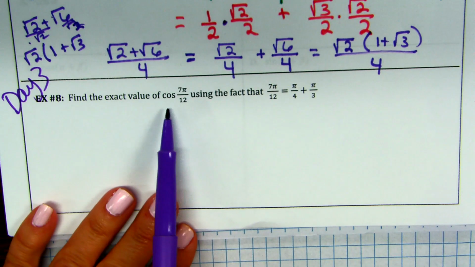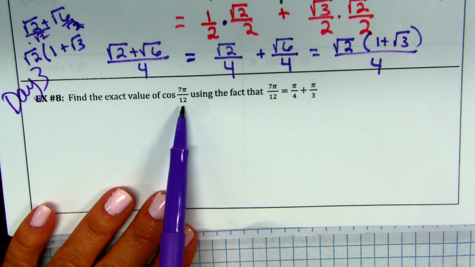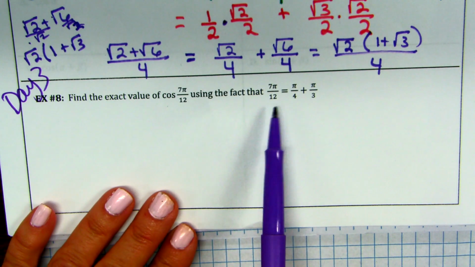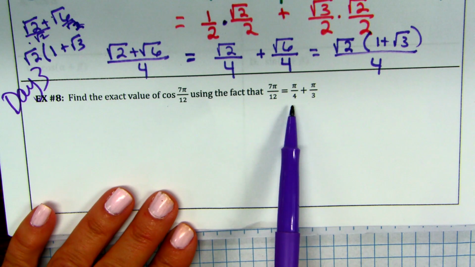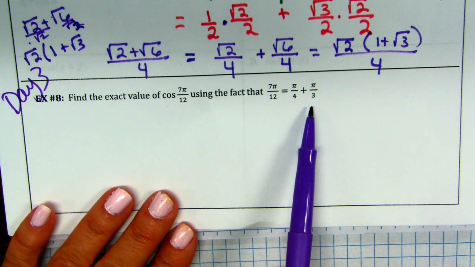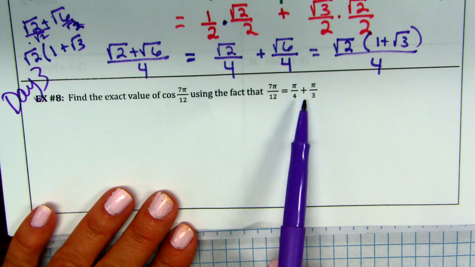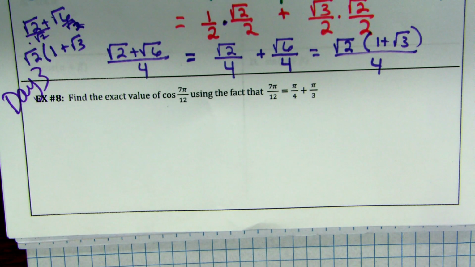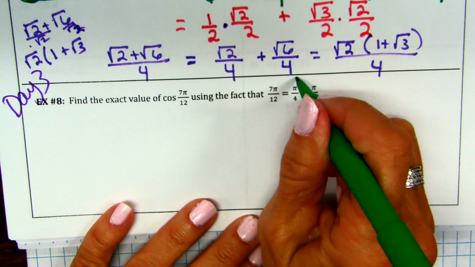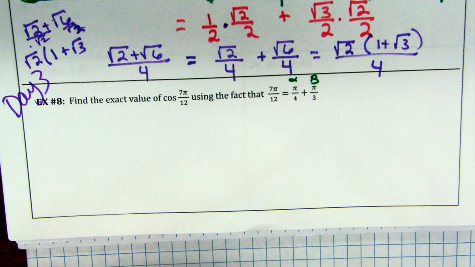So here they want us to find the exact value of cosine of 7 pi over 12. They're saying 7 pi over 12 equals these two added together. And I could do a common denominator again of 12 and show you that when you add these together, you would get a numerator that adds up to 7 pi and a denominator of 12. So I'm going to call this alpha and that beta.